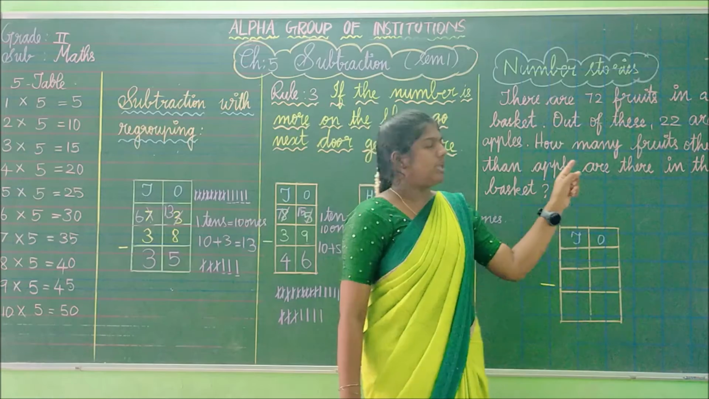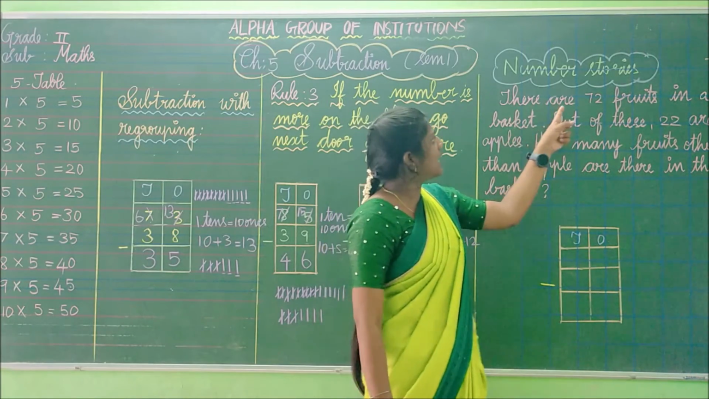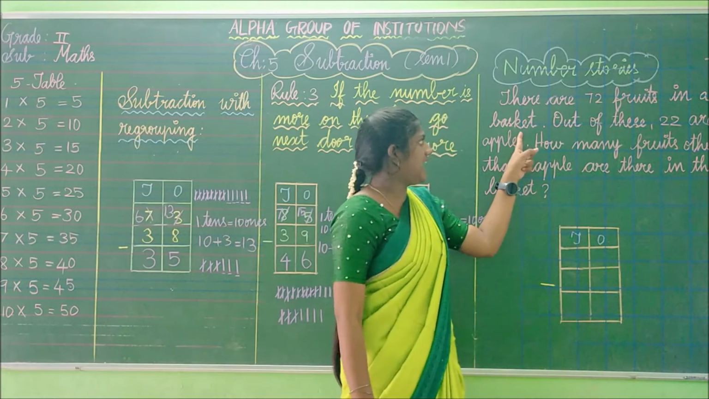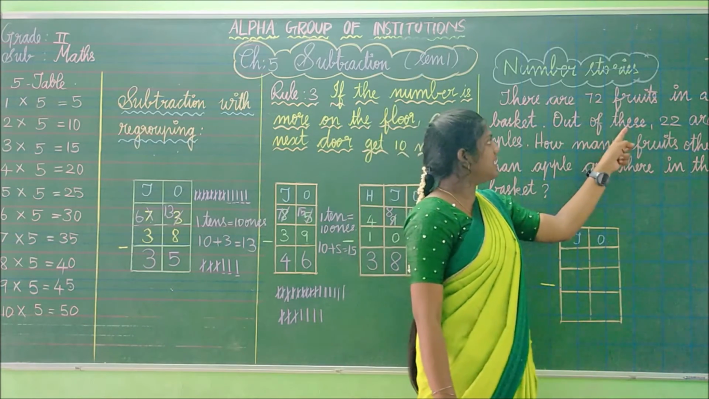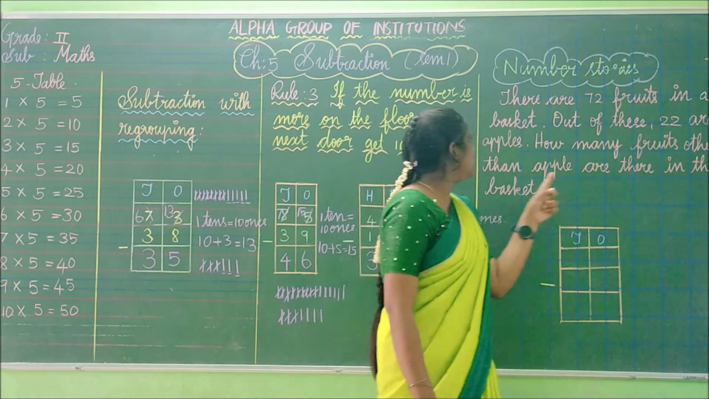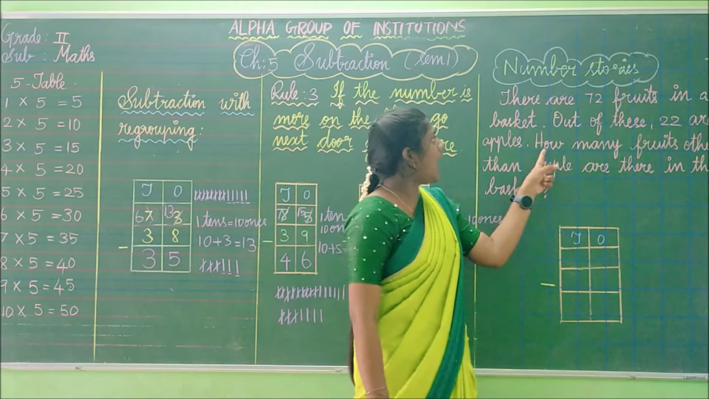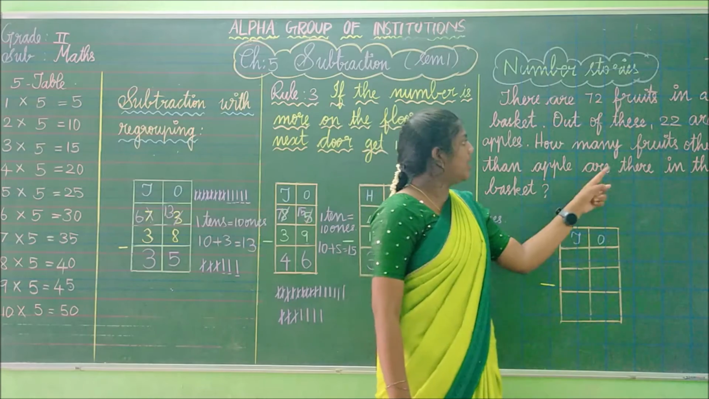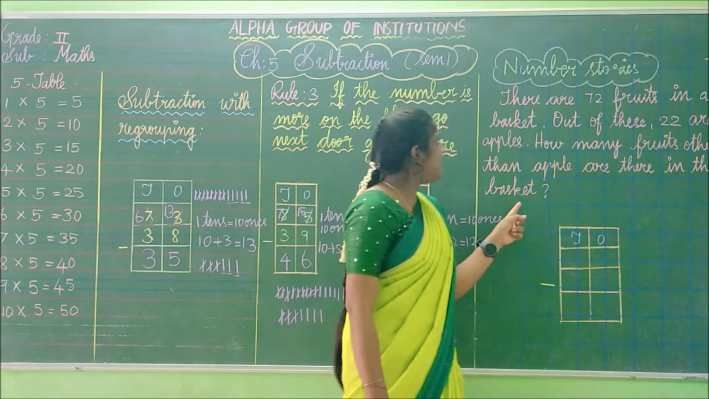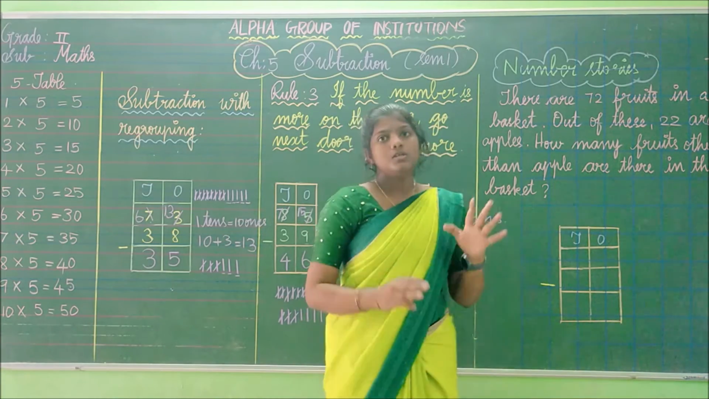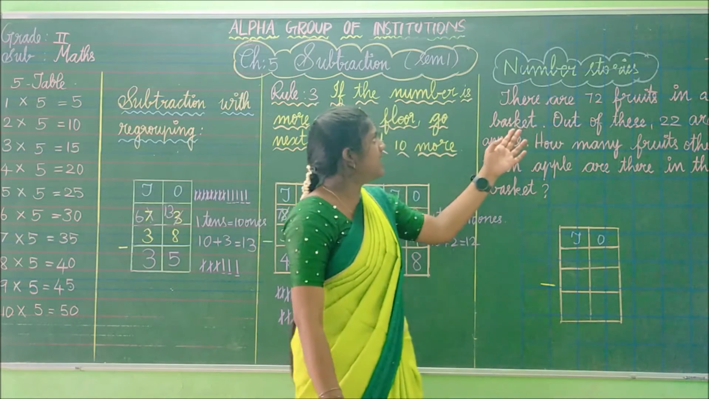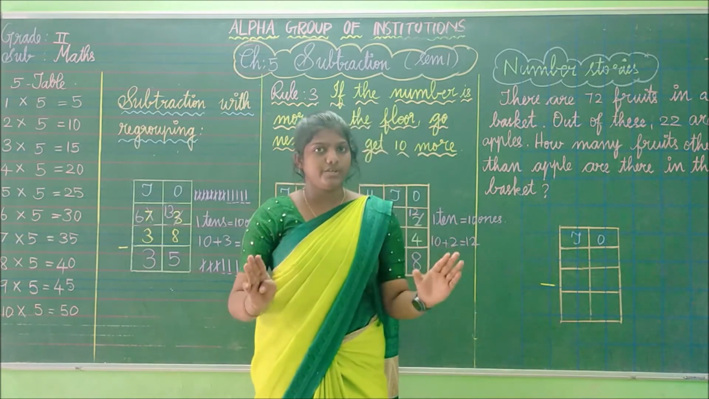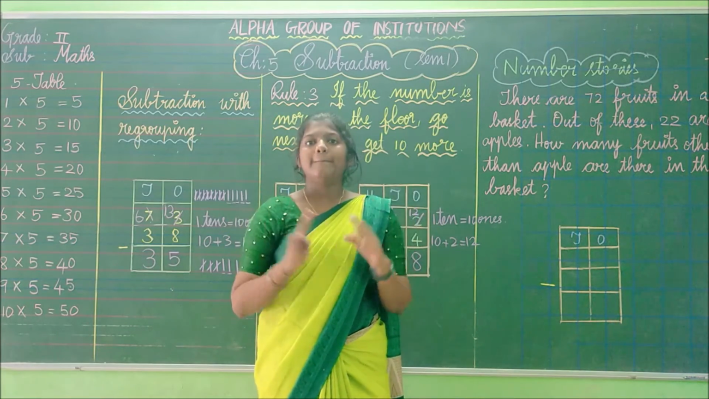Read the story with me. There are 72 fruits in a basket. Out of these, 22 are apples. How many fruits other than apples are there in the basket? So that is a basket. See, children, 72 fruits are there. Totally 72 fruits are in a basket.